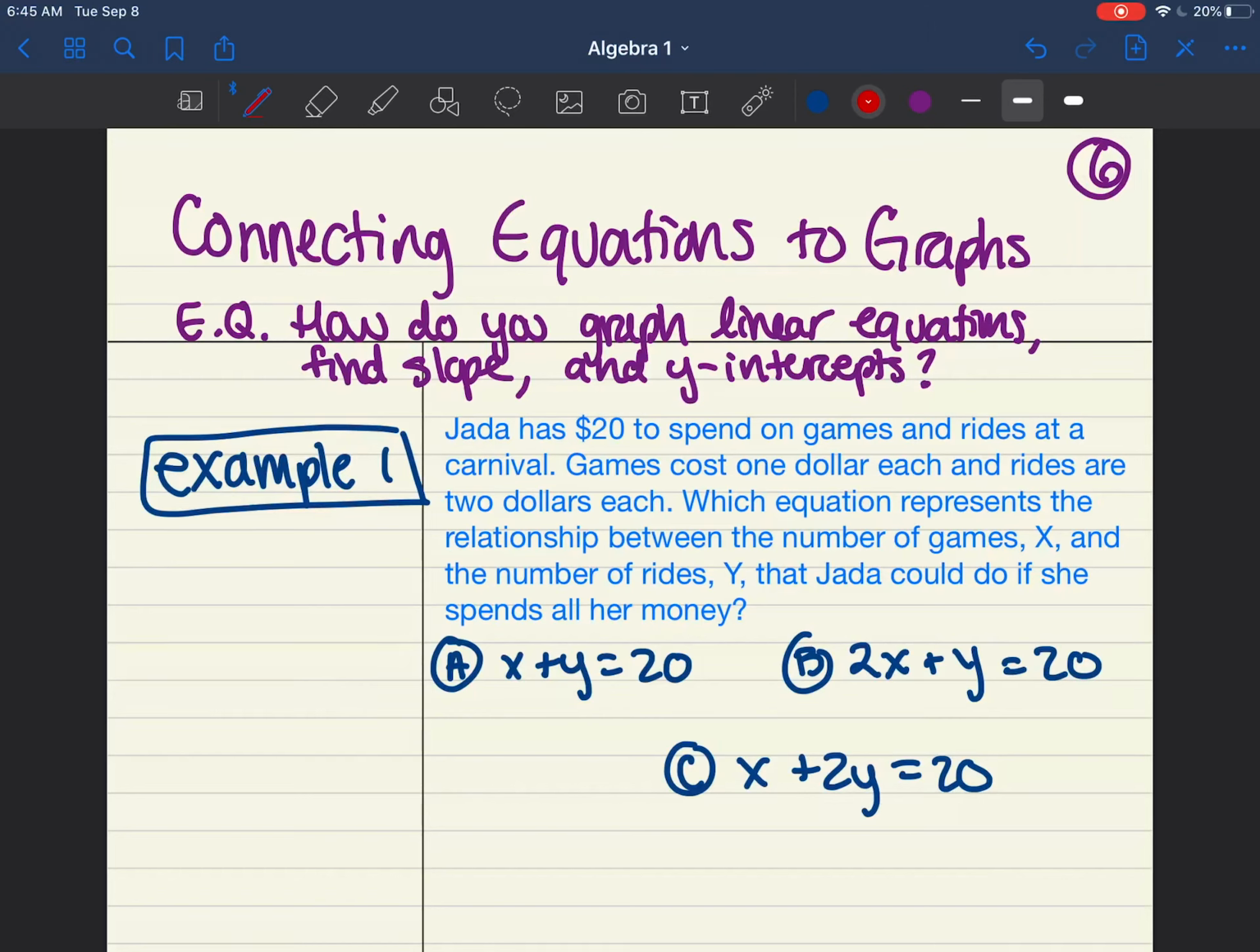Connecting equations to graphs. Essential question: how do you graph linear equations, find slope, and y-intercept? So you should already have some notes from class today for this section, but here's your first example.